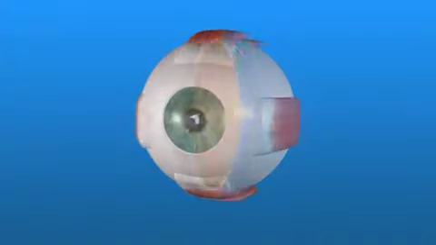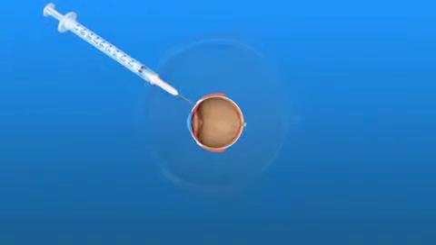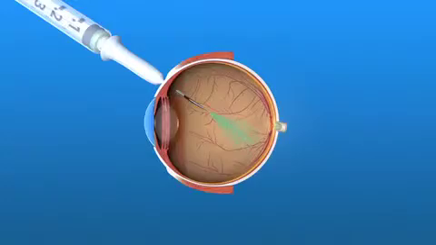Medication injection therapy is performed in the doctor's office. An anesthetic is used to numb the eye, and a tiny needle is inserted into the eye to deliver medication near the retina. My vision is better. It is better. We still have a little way to go.